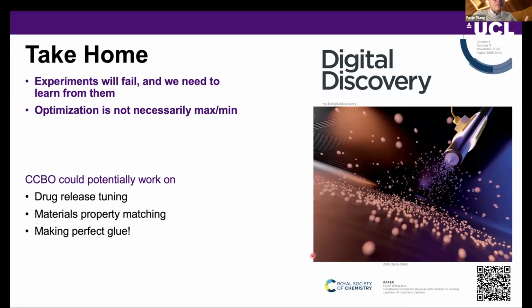And next is that optimization in the context of lab experimentation is not necessarily always maximization or minimization. It could be target matching. For example, in the case of drug release tuning, matching the material's property towards a physiological property. And for example, the example given previously about making a perfect glue, they might be able to use this CCBO.